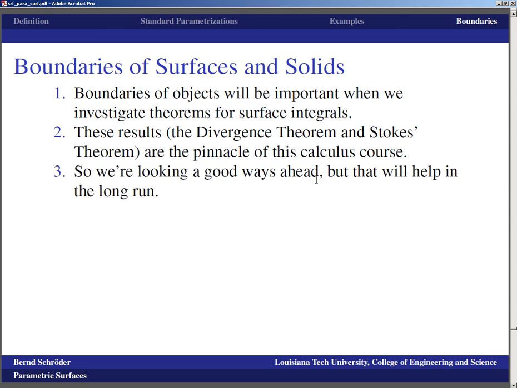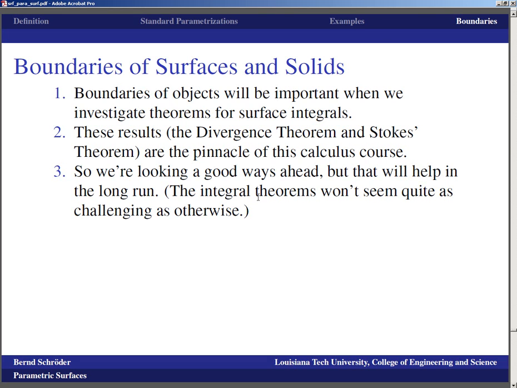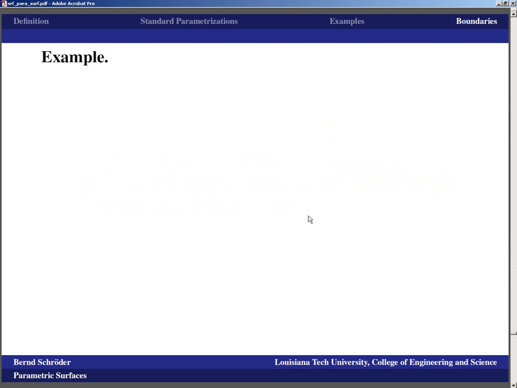And so even though we're looking a good way ahead, it will help in the long run because the integral theorems won't seem quite as challenging as otherwise if we have to do all the visualization and then jump into the integral theorems. Of course, the price that we're paying is that we are really here at total immersion right now, and we're going to look at intersections of surfaces now, or boundaries.